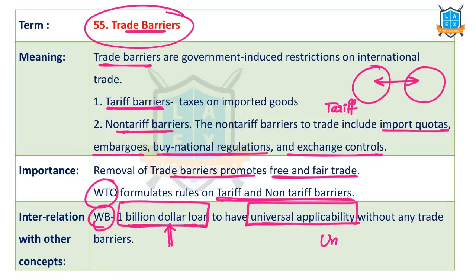Very important. There is a term called free trade agreement. Under free trade agreements, trade barriers would be less. That's about the 55 important terms that are in use for our prelims examination.